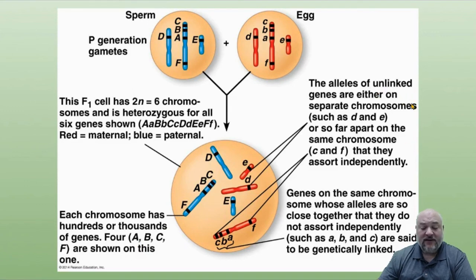The alleles of unlinked genes are either on separate chromosomes, like E and D, which are completely unlinked, in different chromosomes. They're going to show a 50-50 split on how they assort into different cells during meiosis. Others are so far apart on the same chromosome that they practically assort independently, like C and F. They're so far apart that they're going to be near, if not 50%, because of the number of crossovers that are going to occur between them. Genes on the same chromosome whose alleles are so close together that they do not assort independently, like these 3, are said to be genetically linked.